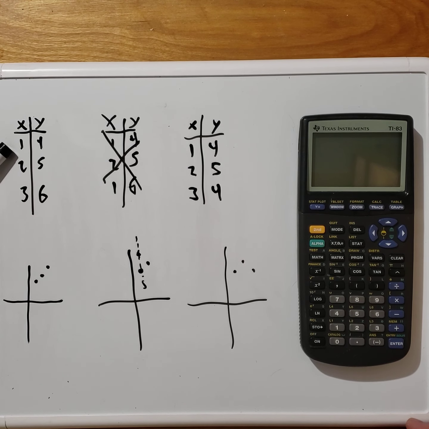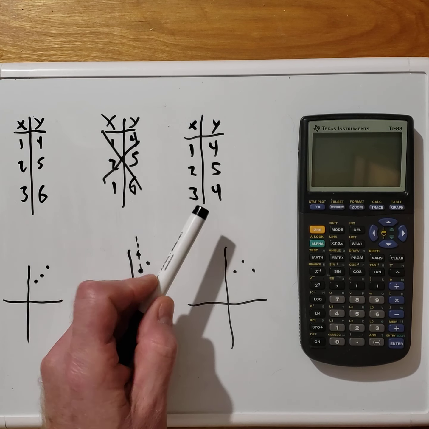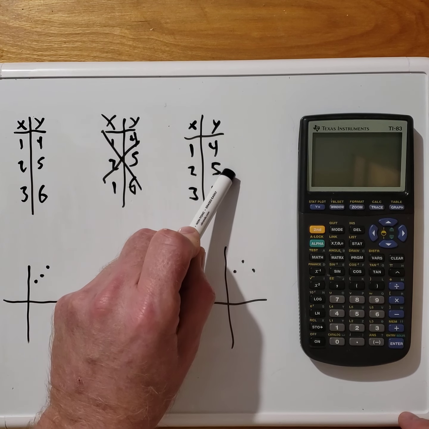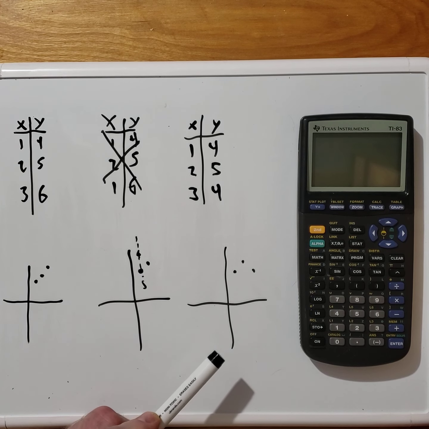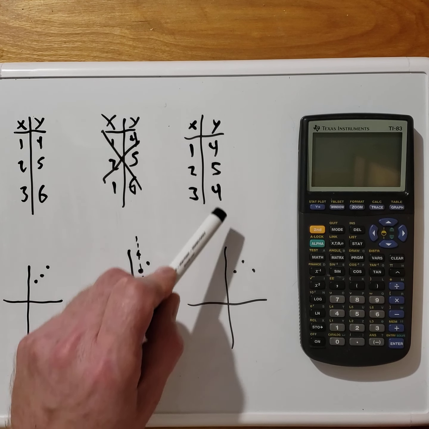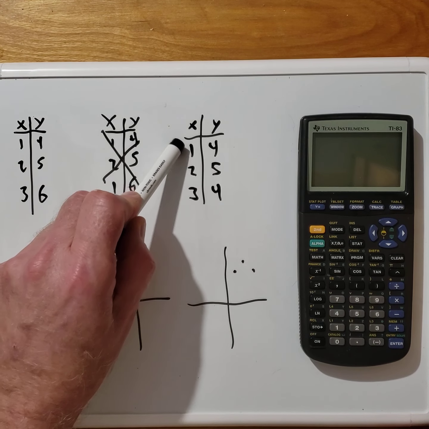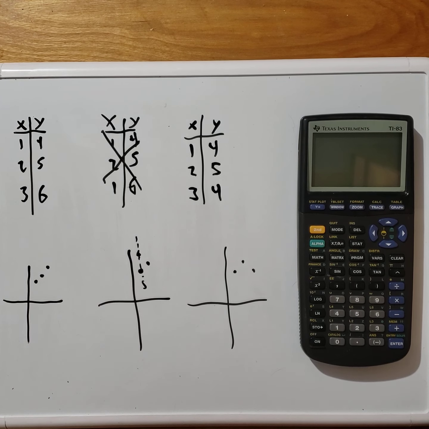Here, that's not a problem. If I want to know what input gave me a 4, I know it was 1. What input gave me 5, it was 2. What input gave me a 6, it was 3. Here, if I want to know what input gave me 5, I know it was 2. But if I want to know what input gave me an output of 4, I've got some confusion here. It was either 1 or 3.